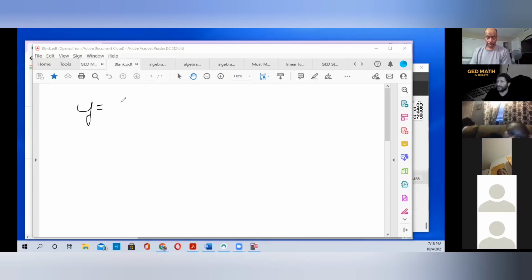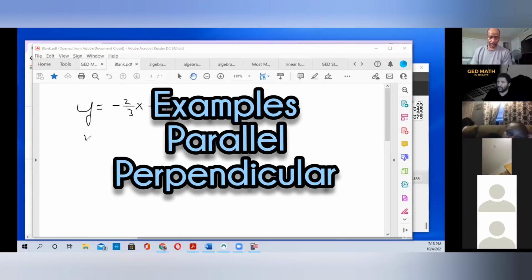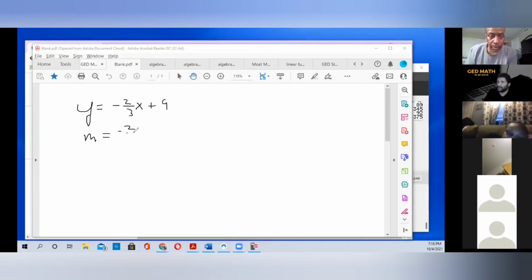If I have, I'm just going to make some equations up, y equals minus 2/3 x plus 9. What's the slope of this line? Negative 2/3. What's the slope of a line that's parallel to this line? Negative 2/3. What's the slope of a line that's perpendicular to that line? 3 over 2. Because the negative becomes positive, then you flip: 3 over 2. That's it.